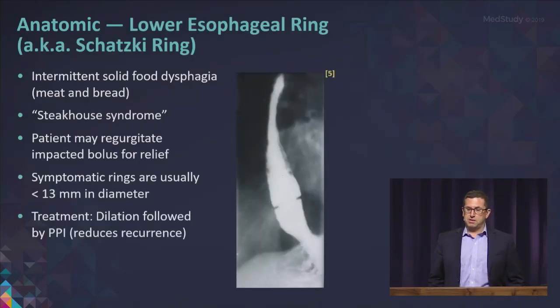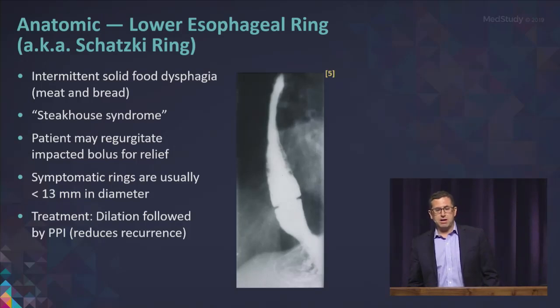So Schatzki's ring specifically, usually patients complain of issues with meat, sometimes with bread. It used to be referred to as steakhouse syndrome. And a lot of times the patient will give a history of regurgitating the meat up. So they'll be in a steakhouse restaurant, and then all of a sudden they have this horrible feeling, and then they regurgitate it back up.